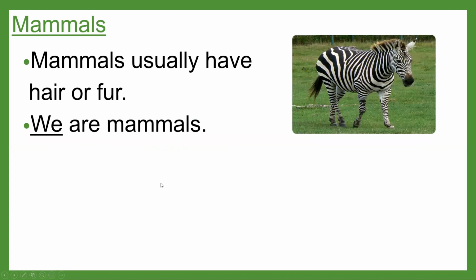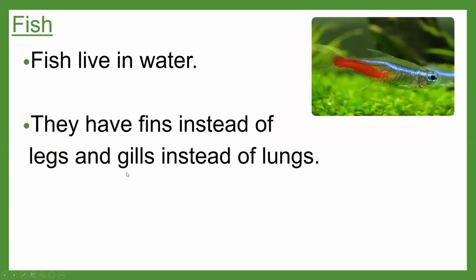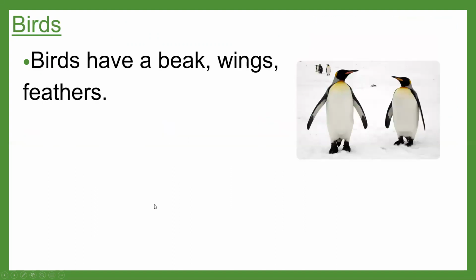Mammals, let's look at them more closely. Mammals usually have hair or fur on them. We are mammals. We have hair. Fish. Fish live in the water. They have fins instead of legs and gills instead of lungs. Birds. Birds have a beak and wings and feathers.